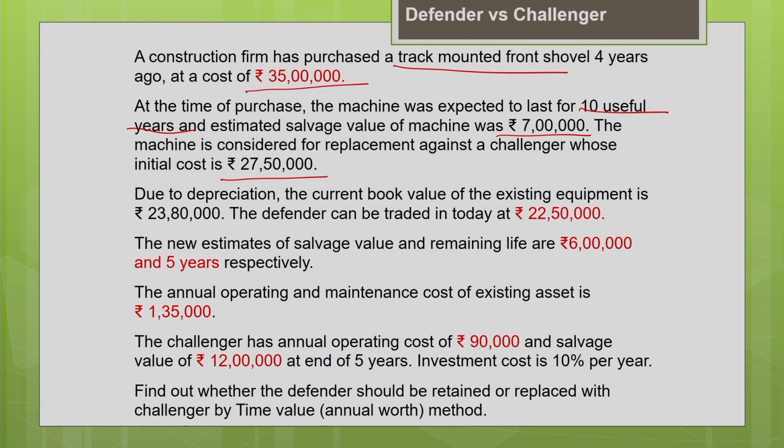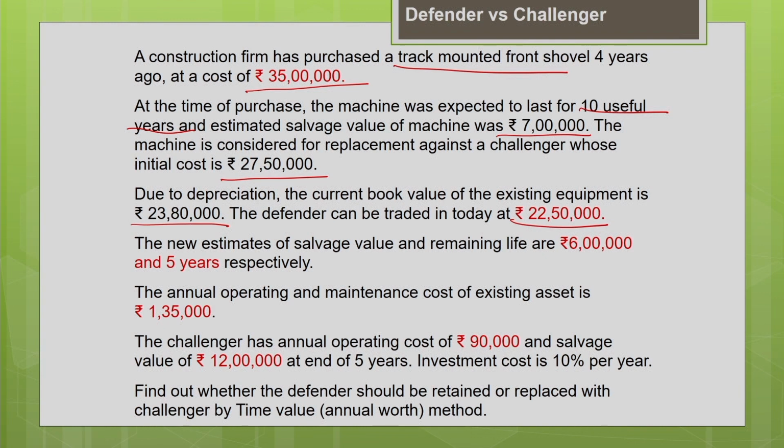Another important thing to note is that, due to depreciation, the current book value of the existing equipment is 23 lakh 80,000. We adopted a depreciation accounting method and estimated the current book value of the existing machine as 23 lakh 80,000 in our accounting records. But now, the actual trade-in value of the machine, the Defender, is 22 lakh 50,000. As I told you earlier, in replacement analysis we always have to look from the third party perspective, like an outsider, and then make the decision.